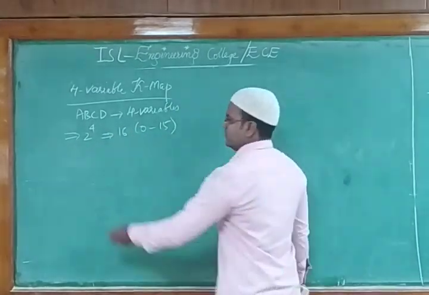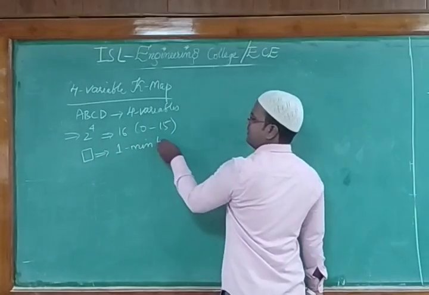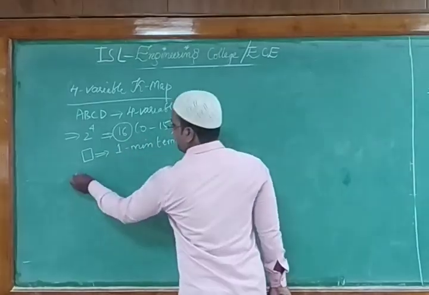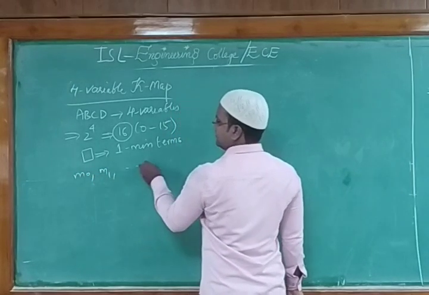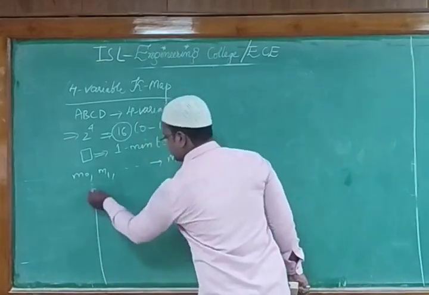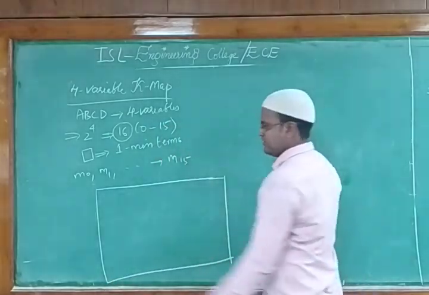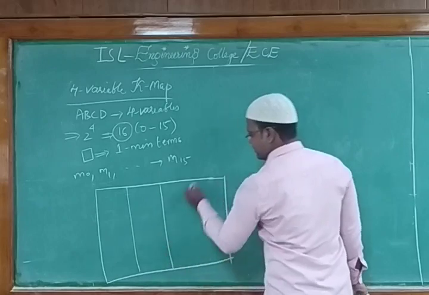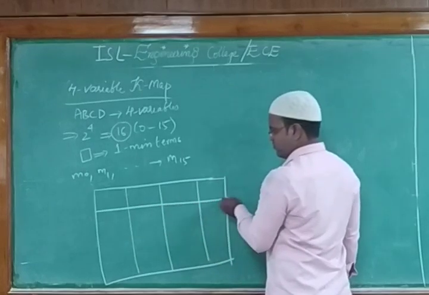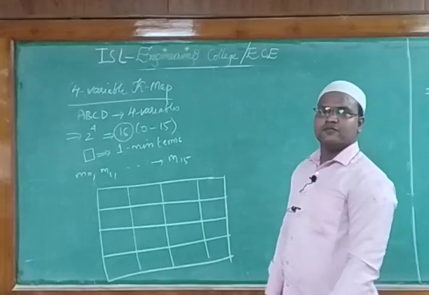Now what I'll do, each square box represents one min term. So how many min terms do we have? We have 16 min terms, starting from M0 to M1, likewise we have M15. So we'll mention all those in terms of boxes. Like this we took the box, so 4 columns we prepared. Likewise we'll take 4 rows. So we prepared 4 rows.